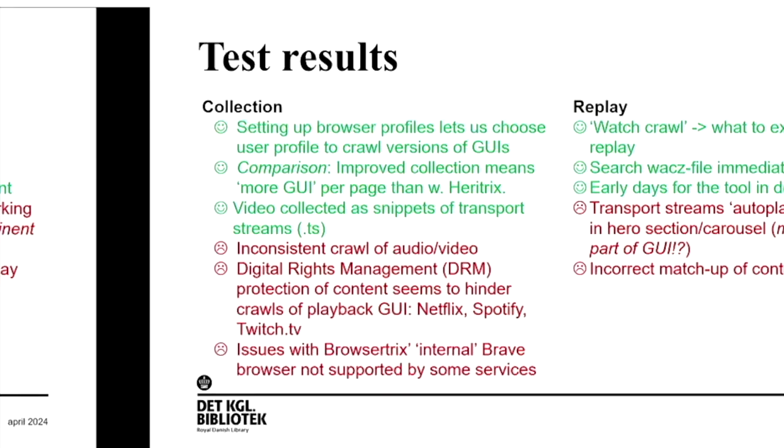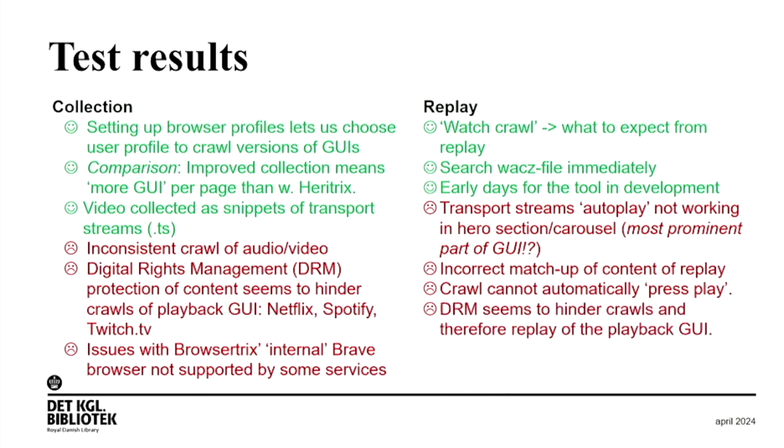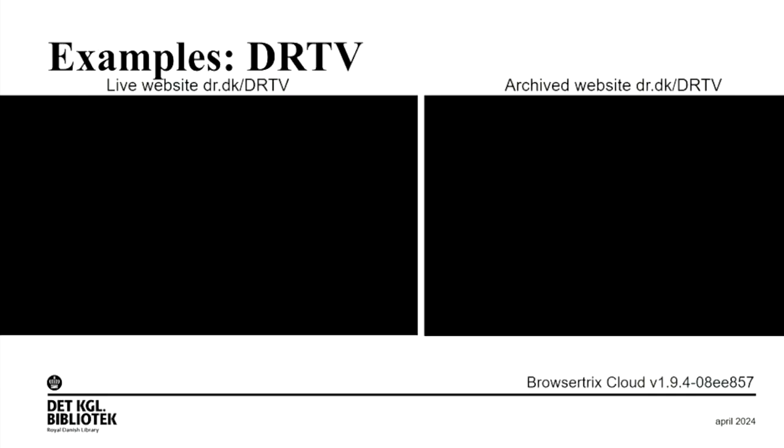There seems to be some incorrect matchup of content in the replay. I'll give a few examples. I might be dumb, but crawl cannot automatically press play. I would have wanted that. So we have to be very manual, or could we automate this? This is something that I would want to look into further. And then it seems that this DRM protection is hindering crawls and therefore the replay of the playback. Let me give you guys a few examples.